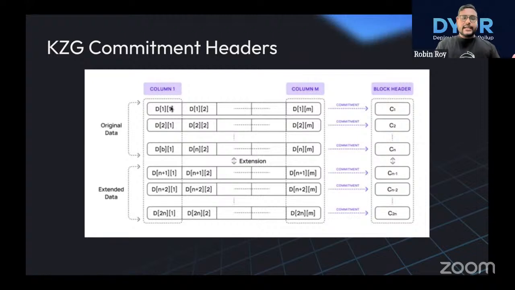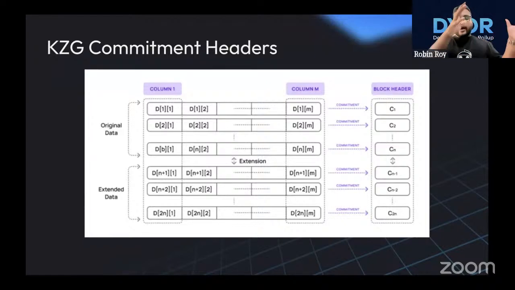By using KZG commitments, you can create row-wise commitments of this data, and because KZG commitments are also homomorphic, you can basically verify if it was done correctly. So if you have C1 to Cn, you can verify that Cn+1 to C2n is done correctly, right? And also what we do is we take all of these commitments, C1 to C2n, and we add them to the block header. Why we do that, I'll mention soon.